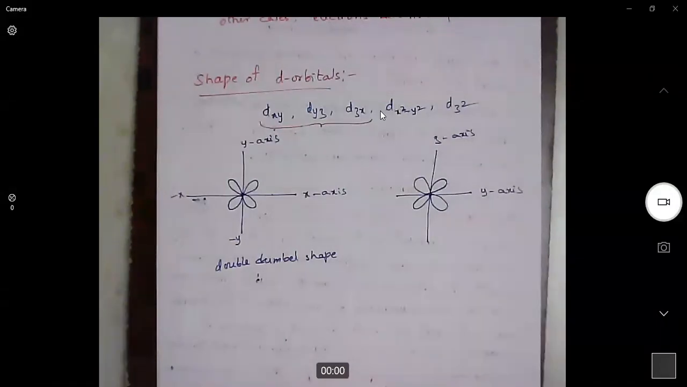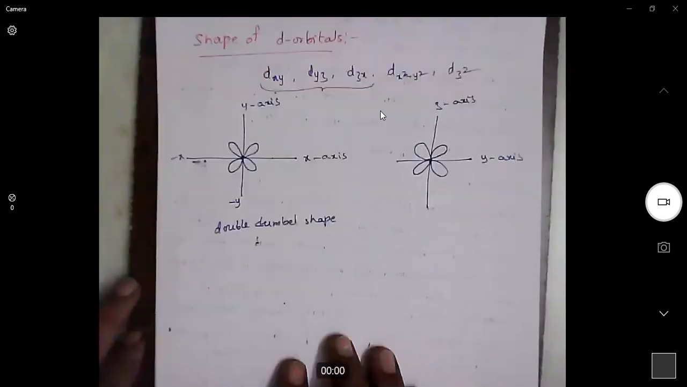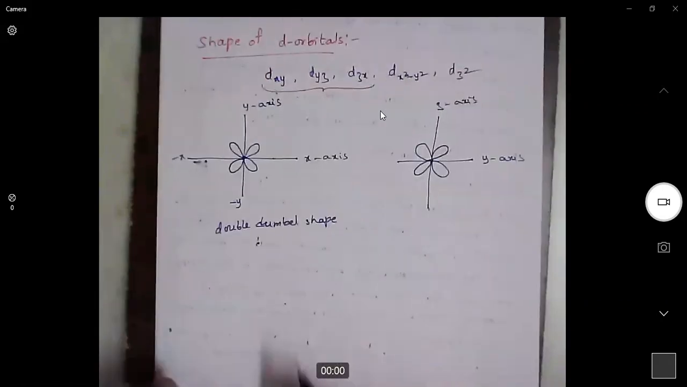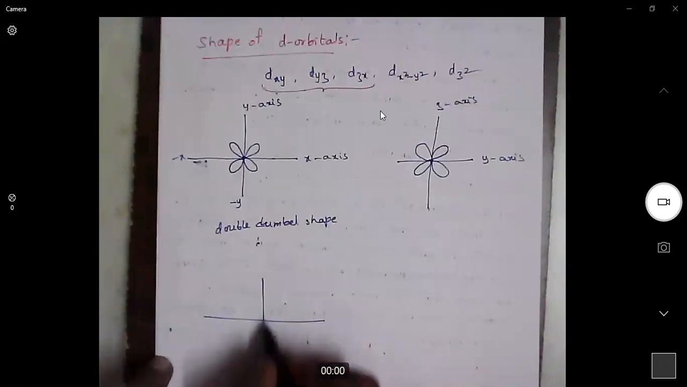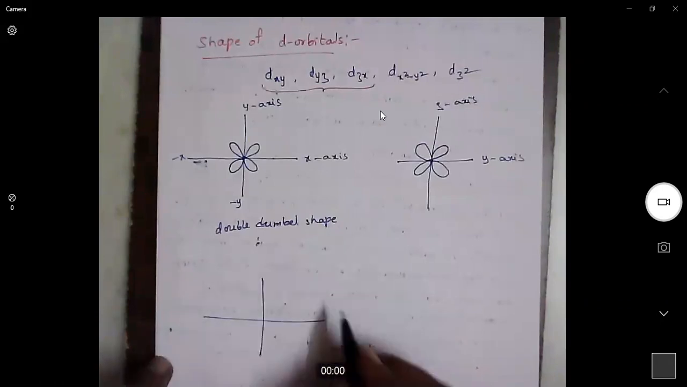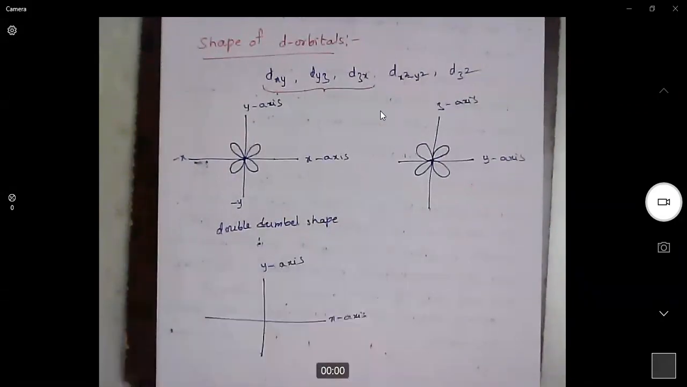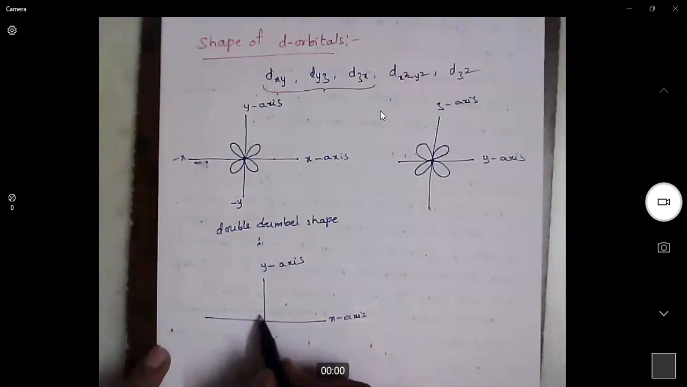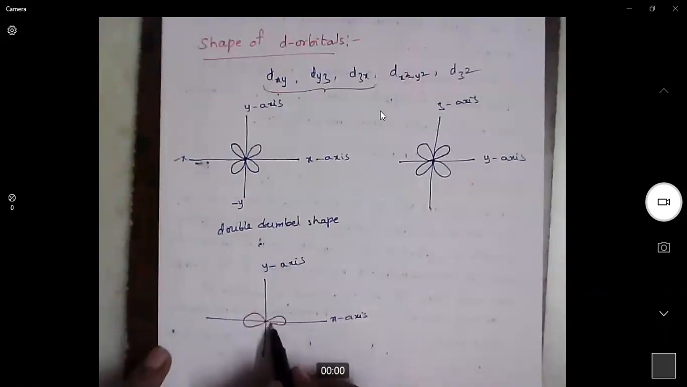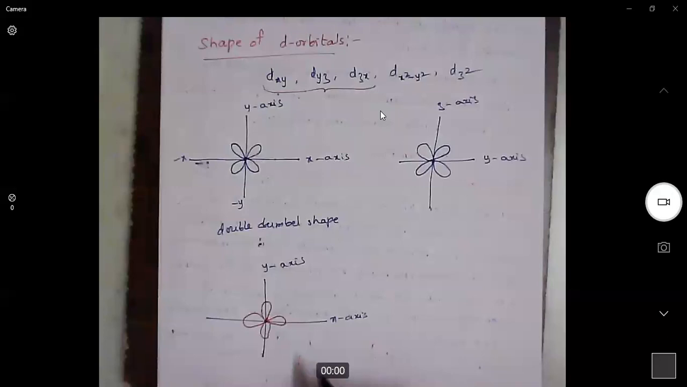Now, what is the dx square y square orbital? The dx square y square orbital is distributed along the axis, the x-axis and y-axis, along the x direction and along the y direction. So the dx square y square orbital is distributed along the axis.